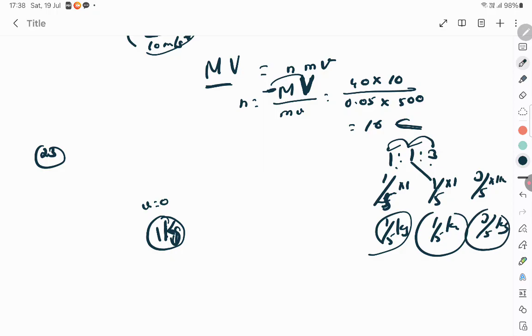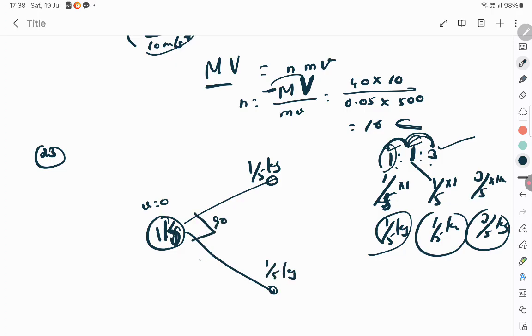Whenever they give you ratios like this, you should consider the ratio and proportion that you learnt in lower classes. Add them up and write 1 by the total of the ratios into the total kg, and 3 by the total of the ratios into the total kg, which is 1 kg here. So it is going to explode, and the two equal masses are flying perpendicular to each other: this 1 by 5 kg mass and this 1 by 5 kg mass fly perpendicular to each other, this angle being 90 degrees.